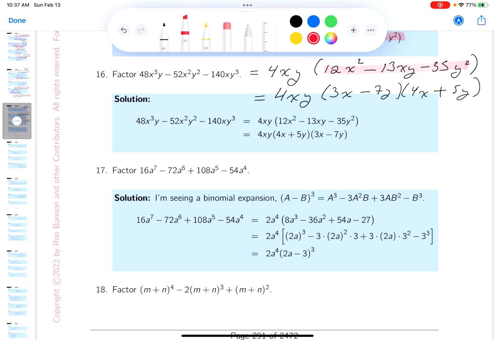What am I going to do now? Look at the key. I want to see if I see this. 4xy, I see it. 4x plus 5y, I see it. 3x minus 7y, I see it. All right? Thank you.